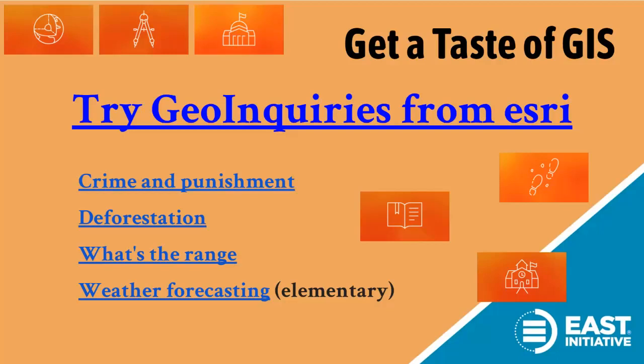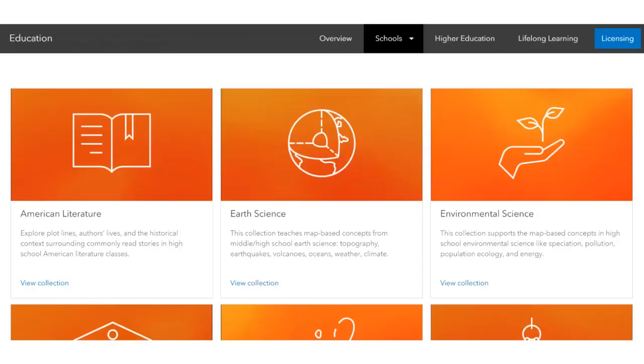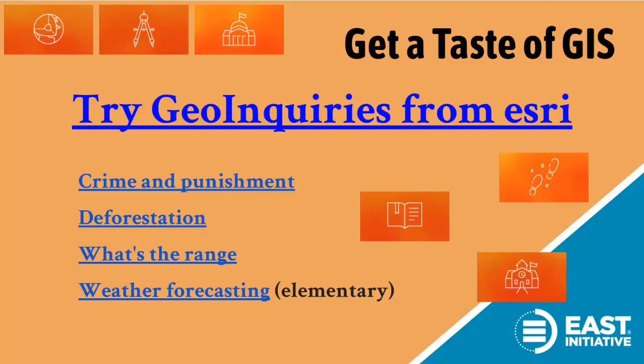Many students have not heard of GIS or think of a phone app when you mention mapping. Geo-inquiries is a good way to give students a taste of how powerful GIS mapping can be. The first link takes you to the Geo-inquiries homepage. Geo-inquiries are short, standards-based inquiry activities. Here you will find a whole bunch of them organized by subject matter. As an example, let's look at crime and punishment.